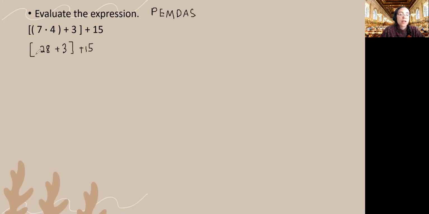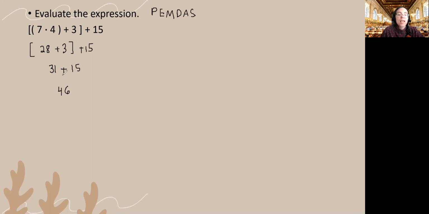Now I can work in here again. So 28 plus 3 is going to give us 31, and I can drop my parentheses now and bring down the 15, and now I can do the addition. So 31 plus 15 is going to give us 46.